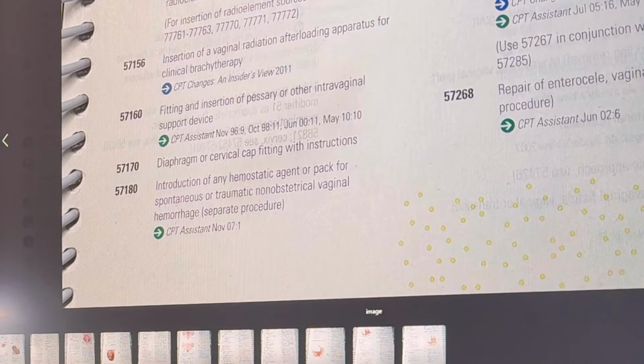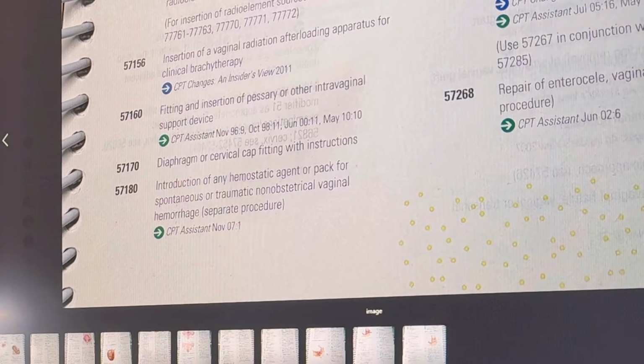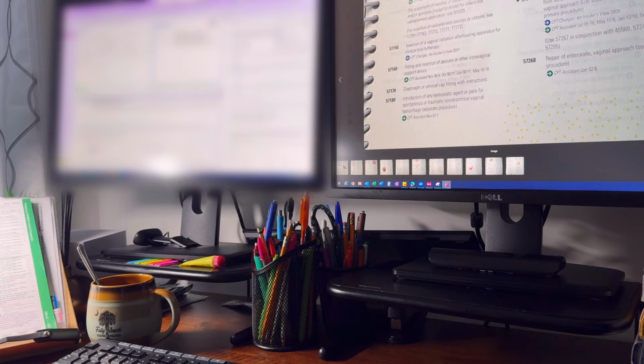So you have to read the documentation to know if you're billing for a fitting or if you're just billing for the new device that is being placed. And that is the information that I was giving people in this section of my little OBGYN coding guide. So I'm going to look at this documentation and then determine if we can bill for the fitting. Now the provider is not billing for the fitting. She's only billing for the pessary, but let's see what is going on here.